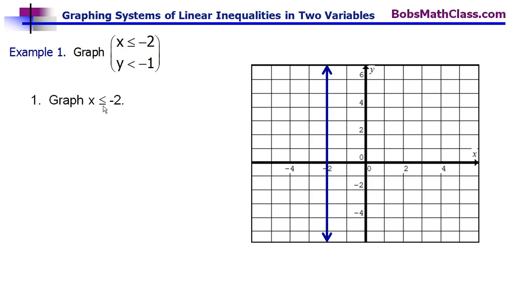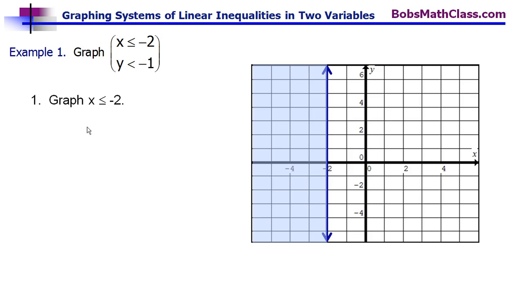If it did not have the equals, then we would draw a dashed line. At x less than, which direction are we going to shade? Right, we're going to shade to the left of the line. x less than, shade to the left. x greater than, shade to the right. Since it's less than, we're going to shade to the left. So we're shading to the left of this vertical line.